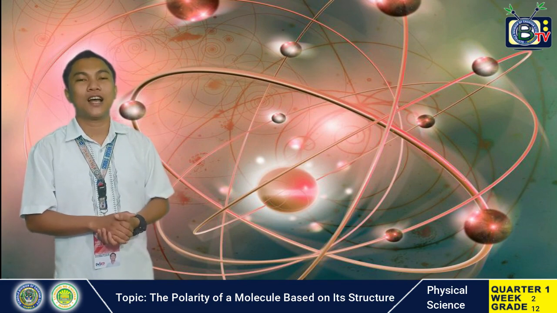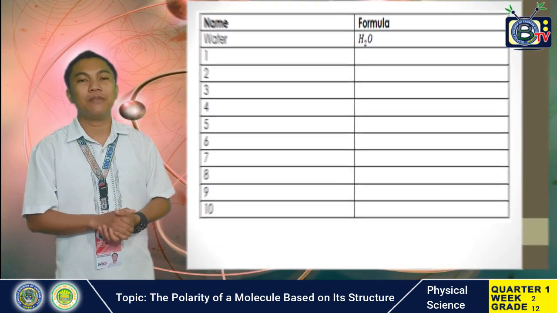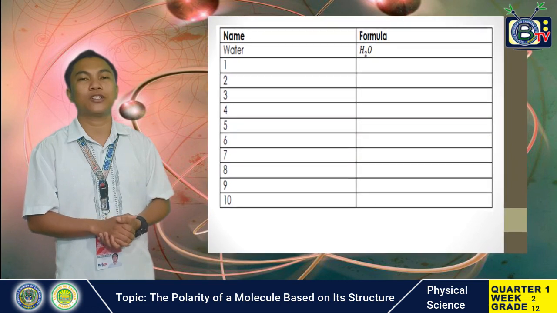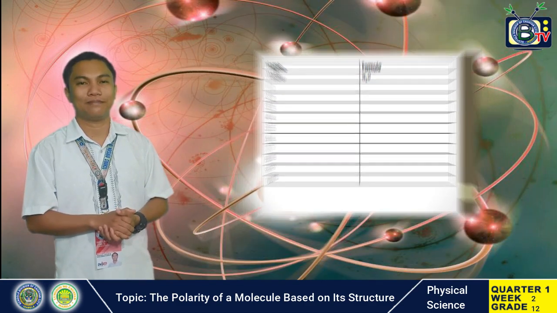For additional activities, answer page 16 of your module. Instruction: you are responsible for knowing the name and chemical formula of the common household chemicals. Example, water. Its chemical formula is H2O.